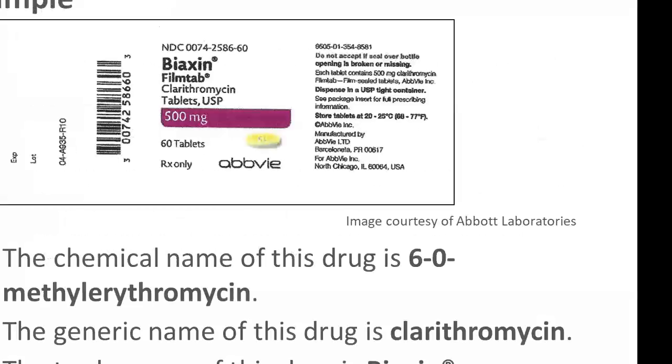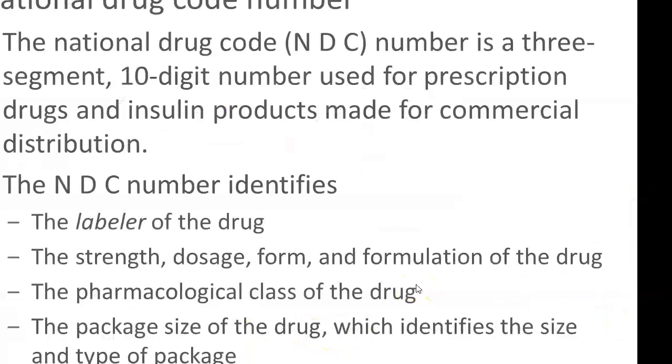This is an example of a medication label, as you can see on the screen. You see what the chemical name of this drug is. It's 6-O-methyl erythromycin, and the generic name of the drug is clarithromycin, and the trade name is Biaxin, okay?